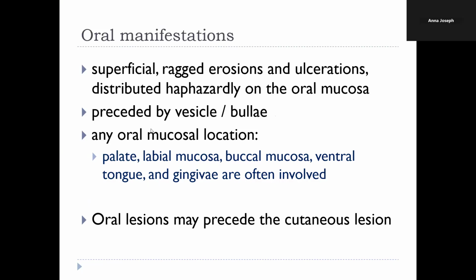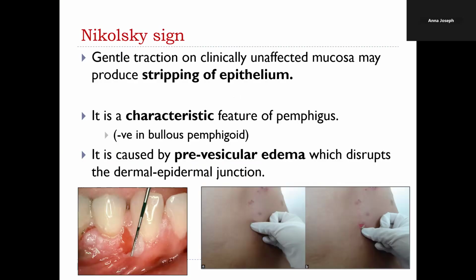They tend to be preceded by a vesicle or a larger bullae and can come on any oral mucosal location, namely the palate, labial mucosa, buccal mucosa, ventral tongue. Gingiva is also involved. When the gingiva is involved alone, the presentation is termed as desquamative gingivitis. Most of oral lesions can precede the cutaneous lesions.